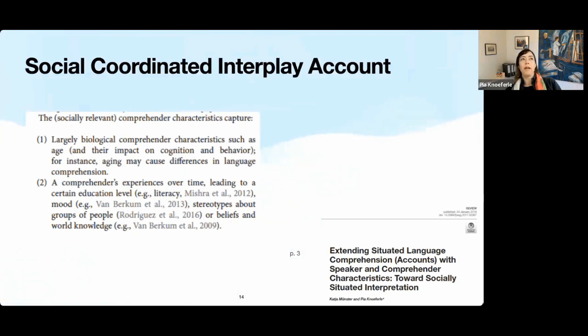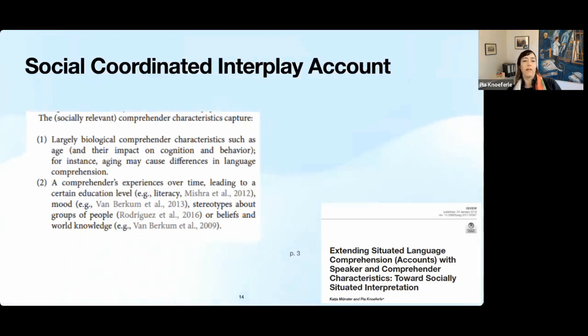That wasn't so much in the original account. So working memory variability was only considered later and has led us to extend the account towards what we now call a social coordinated interplay account, where we're also trying to capture biological comprehender characteristics like age and associated variables that then impact on cognition and behavior. But also comprehender experiences as they go through life.